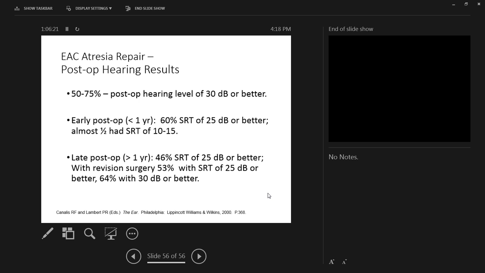Some things weren't as good just over time. Only 46% had an SRT of 25 decibels or better. With revision, that came up a little bit. 64% had 30 decibels or better. What that indicates is after about a year, quite likely they're still going to need hearing aids, but certainly the amount of conductive hearing loss is a lot less than what you might otherwise have, which is that max, roughly 60 decibel loss.